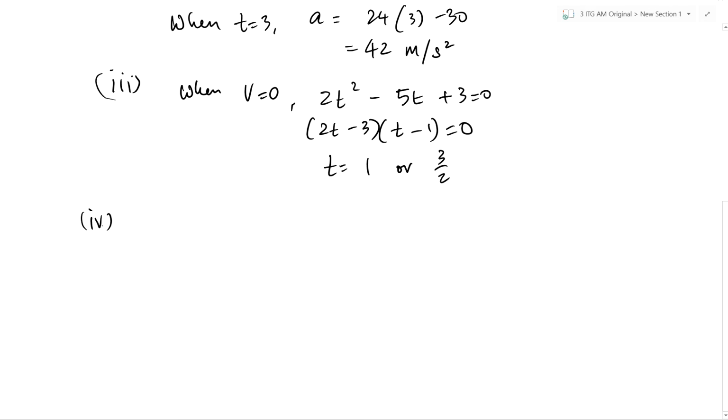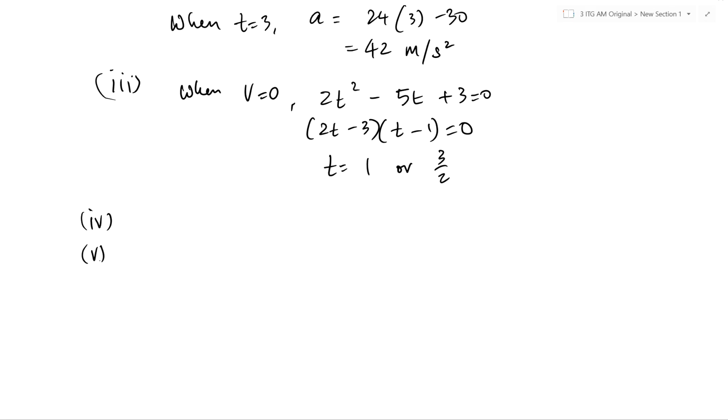Find the total distance traveled in the first 2 seconds. Now, I don't want to do part 4 first. Let's do part 5. It is a little easier. Find the distance of the particle from O when time equals to 2. How should we do this? What formula do we have? What equations do we have?